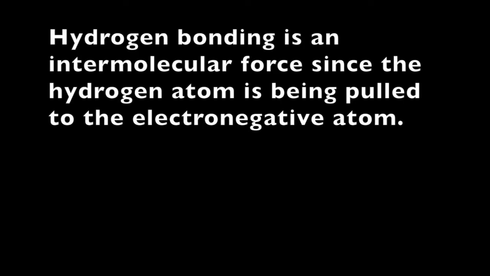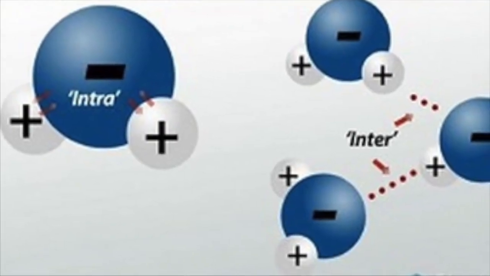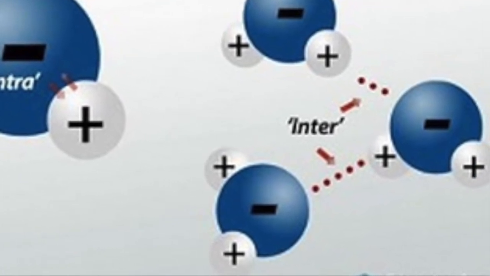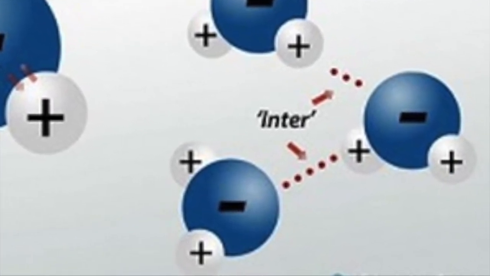Hydrogen bonding is an intermolecular force because the hydrogen atom is being pulled to the electronegative atom of another molecule, while in water molecules there is an intramolecular force because the two hydrogen atoms are attracting to the oxygen atom of the same molecule.